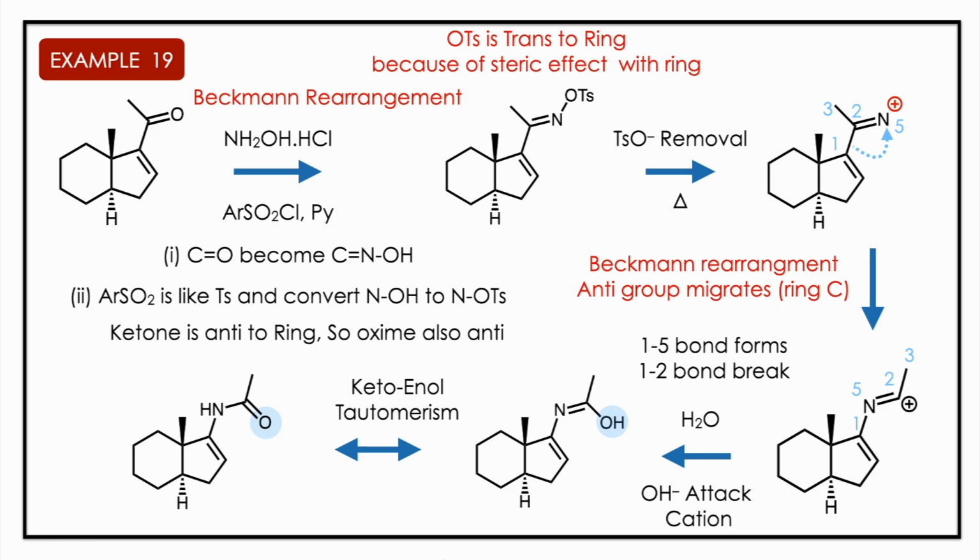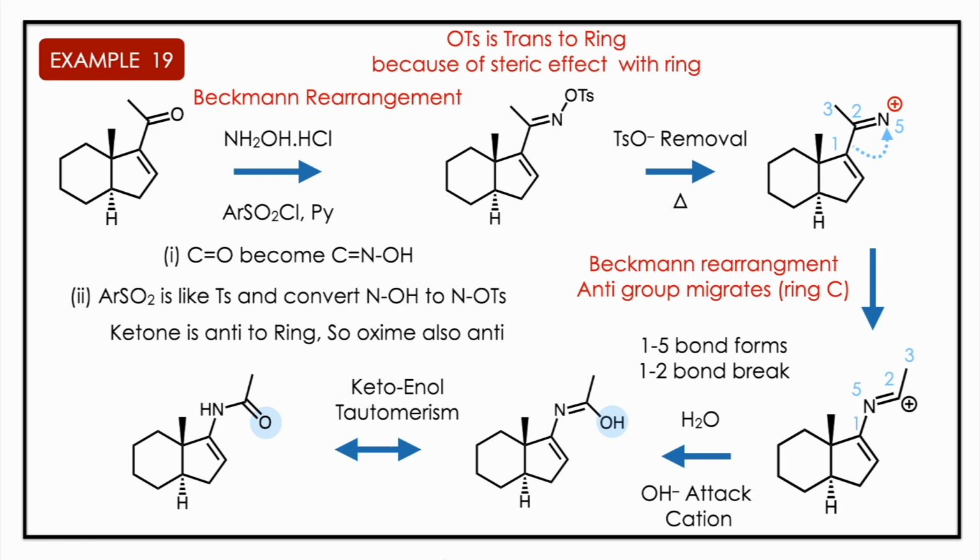So the trans group migrates. You have a cation near the oxygen. The trans group is the ring there. The fused ring moves. You have a cation at the carbon. If you read it nicely, the cation is near the nitrogen. Then water attacks. You have the alcohol there. The alcohol is the enol. It converted into ketone there. So the final product is a rearranged amide.